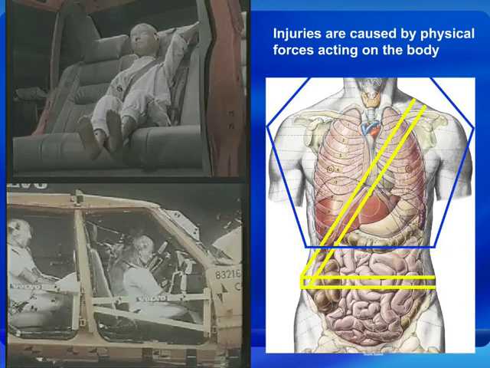The airbag is meant to create a large surface against which that entire upper torso, which contains so many vital organs, and also the head and the neck, can be safely stopped.